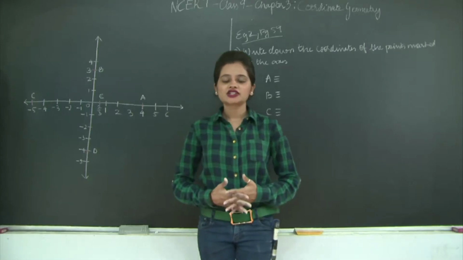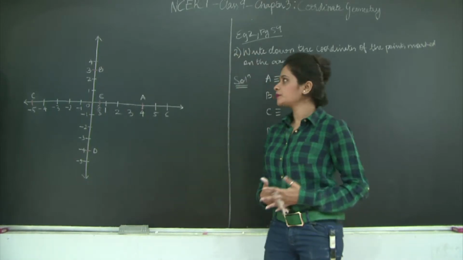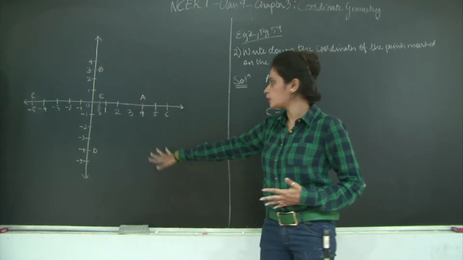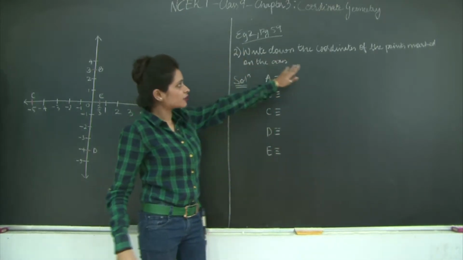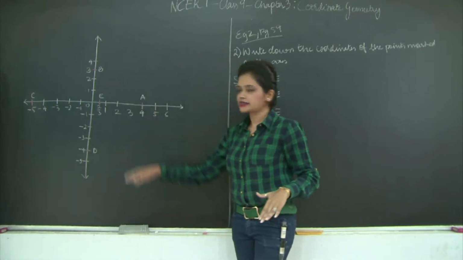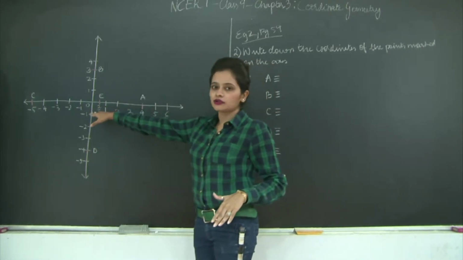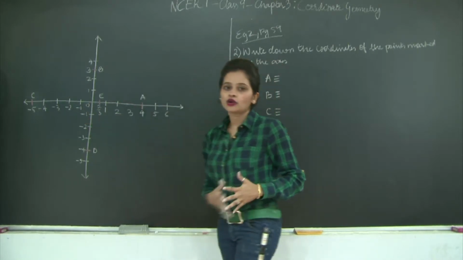Hello students, let us continue with coordinate geometry. Solved example on page 57. So here we have the axis drawn with different points located. We have to find their coordinates, and the question is: write down the coordinates of the points marked on the axis. So we have your x and y axis intersecting at the origin, and you have points A, B, C, D and E. You have to find the coordinates.